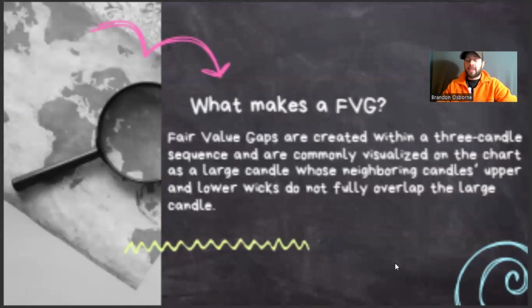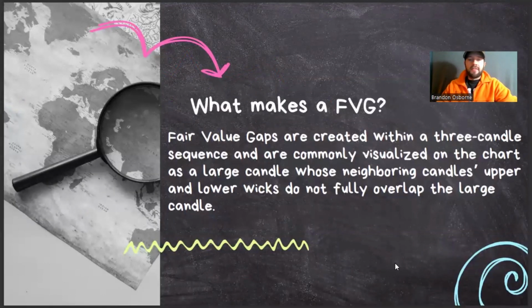What makes a fair value gap? Fair value gaps are created within a three candle sequence and are commonly visualized on the chart as a large candle whose neighboring candles' upper and lower wicks do not fully overlap the large candle. In most cases, there is almost always going to be a very large candle, and that creates the fair value gap. You need a large impulsive displacement candle to create a fair value gap. Not always, but those are the best ones. Those are the easiest ones to find, and those are the ones that the market and the algorithm tends to want to fill in first.